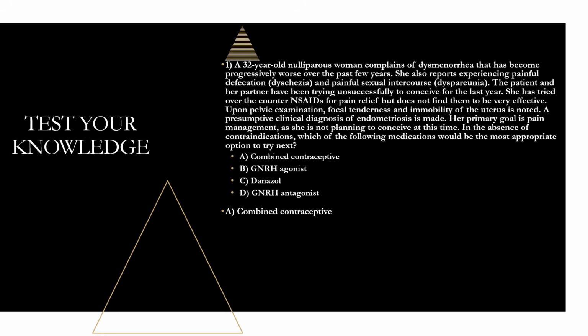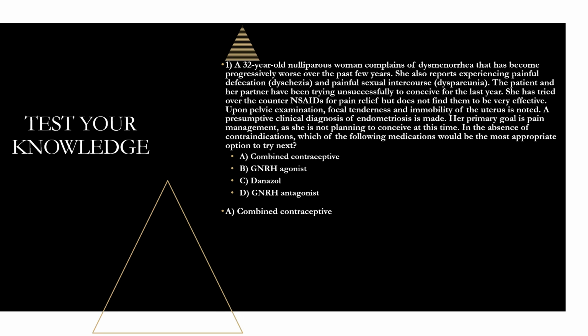So we have a classic presentation for endometriosis. We have a patient with dysmenorrhea, infertility, Dyschezia, Dyspareunia. So the furry men eating cheesy pear symptoms we went over earlier. On physical exam, you have focal tenderness, a fixed uterus. We see she's tried NSAIDs with minimal pain relief. So which medication class would be appropriate to try next?